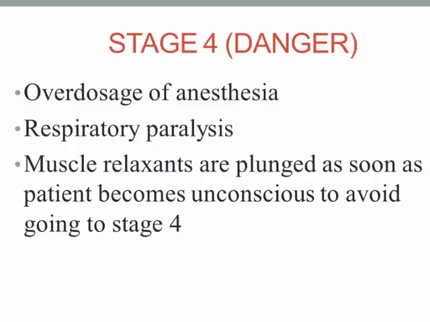The final stage of anesthesia is stage 4, which is an overdosage of anesthesia. Generally, this stage is always avoided, and the condition we can see is respiratory paralysis in patients who are overdosed with anesthesia. Muscle relaxants are given as soon as the patient becomes unconscious to avoid going into stage 4, so that after the third stage of anesthesia, the person would generally become conscious, and the muscle relaxation can also be lightened up.